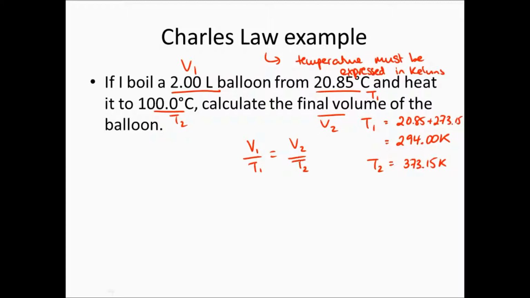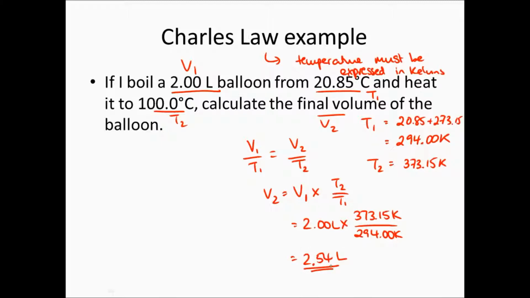Therefore, if I'm looking for V2, I'll make V2 my subject, and so V2 is V1 times, if I multiply through by T2 here, I have T2 over T1. My V1 is 2.00 liters. My T2 here is 373.15 kelvins. My T1 here is 294.00 kelvins. And that comes out to 2.54 liters.